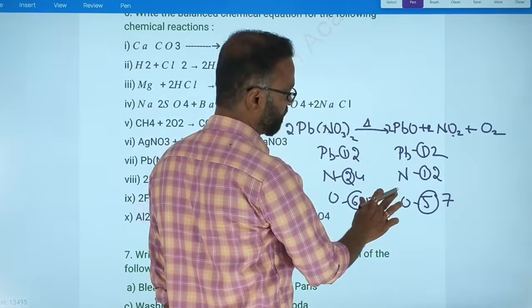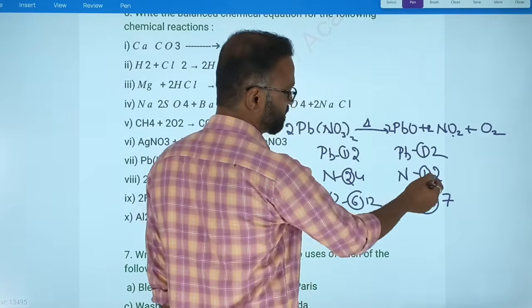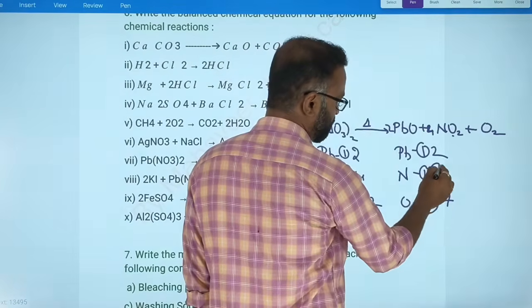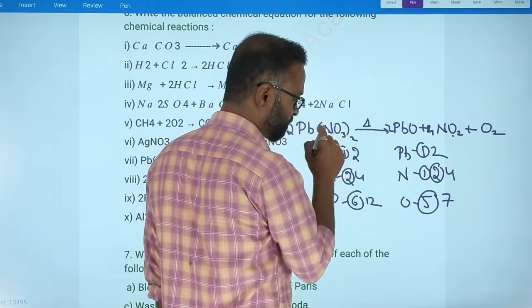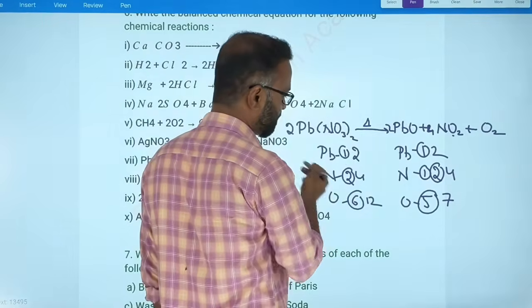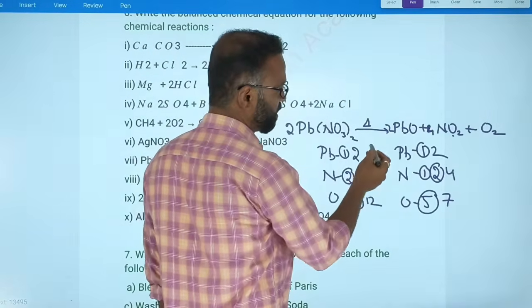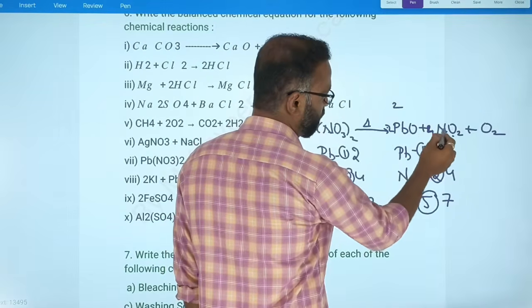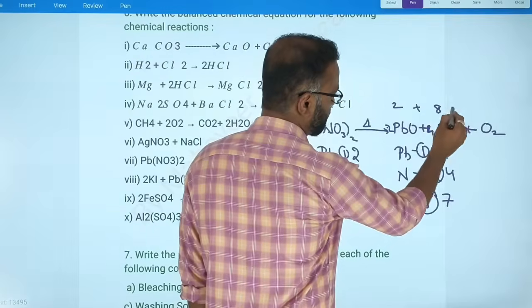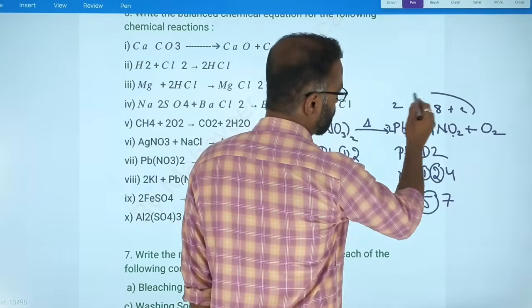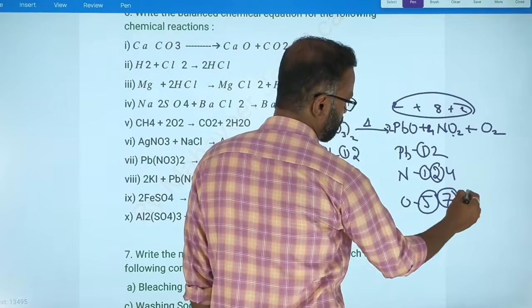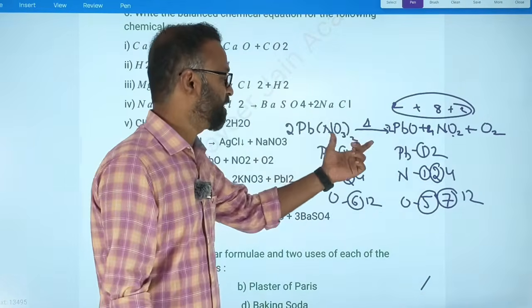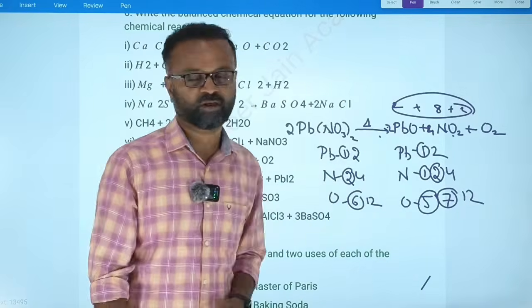Now you see carefully. Nitrogen is 4 here, and here it is 2, so instead of 2 I will make it 4. Now nitrogen has changed to 4. Now count the number of oxygen. Here 12 are there, 3 2s are 6, 6 2s are 12. Here oxygen 2 into 1 is 2, 4 into 2 is 8, and 2, so it will become 12. So the equation is balanced: 2 lead nitrate gives 2 lead oxide, 4 nitrogen dioxide plus oxygen.